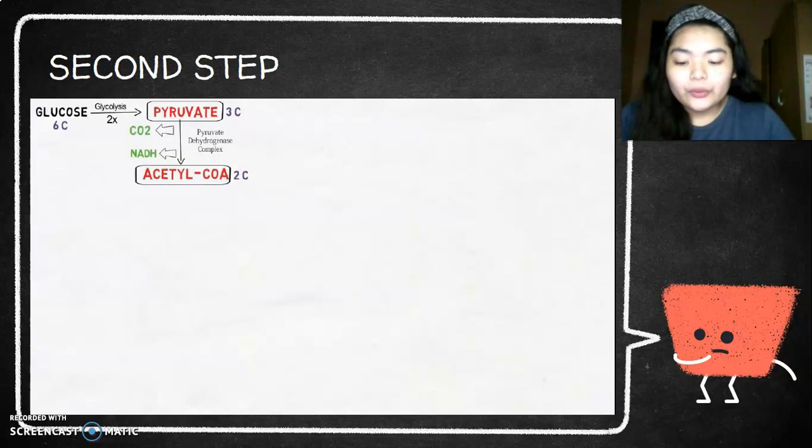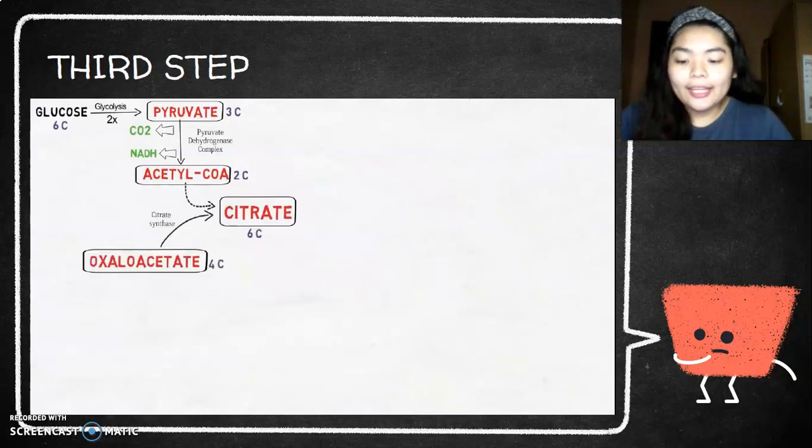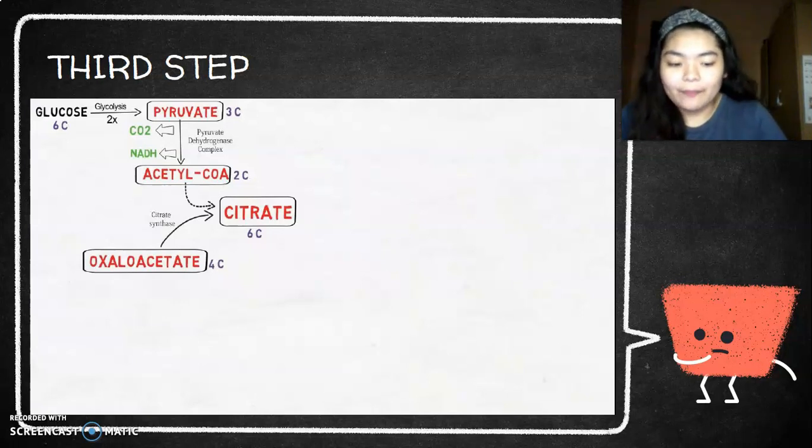The next step includes the oxidation of pyruvate into acetyl-CoA by the enzyme pyruvate dehydrogenase complex, and in this reaction, a molecule of NADH is generated. The acetyl-CoA is a 2-carbon compound. In the next step, the acetyl-CoA combines with oxaloacetate, which is a 4-carbon compound, to form citrate, and hence the resulting molecule is a 6-carbon compound. This reaction is catalyzed by the enzyme citrate synthase.